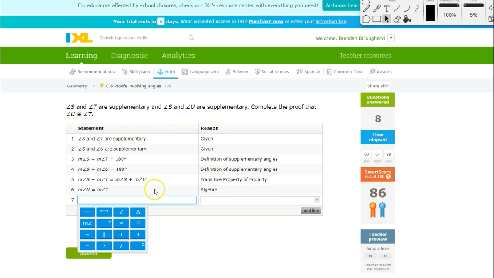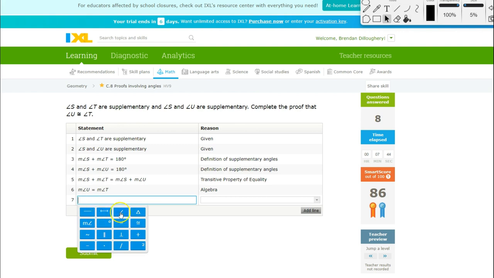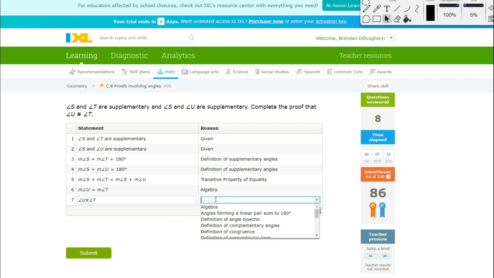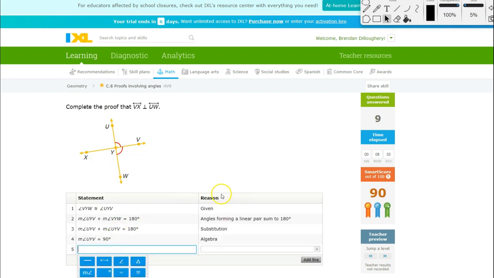All right, now we have to actually type some symbols here. So it's asking to complete the proof that these are congruent. So we need to pick that we have angle U is congruent to angle T. And the reason here is the definition of congruence, okay? And we could add lines down below if we want. Okay, oh, look at this. The challenge zone. Enter the challenge zone.